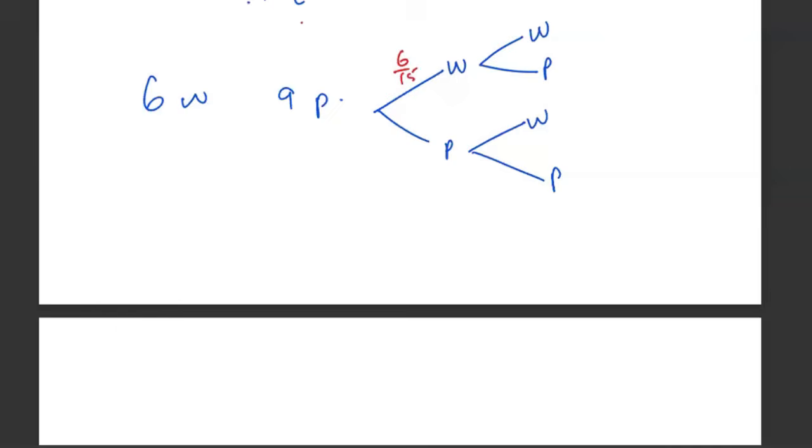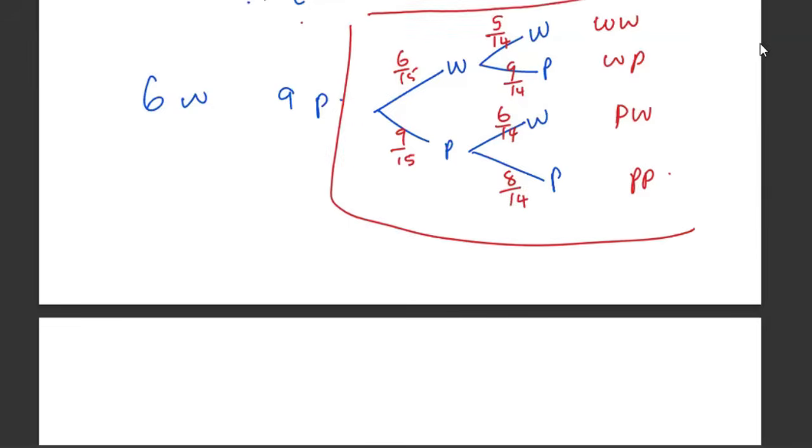So it's going to be 6 over 15, 9 over 15. If you take out a white first, which means the number of the whites in the second turn is going to reduce to 5 over 14. The pinks will still be the same. If the first one was a pink, the number of the pinks will reduce to 8 over 14, and then the whites will stay the same. So remember, for every branch that we get, we must always get a total of 1. Okay, so our outcomes will be white and white, white and pink, pink and white, pink and pink. So those are the outcomes, and this would be our tree diagram.